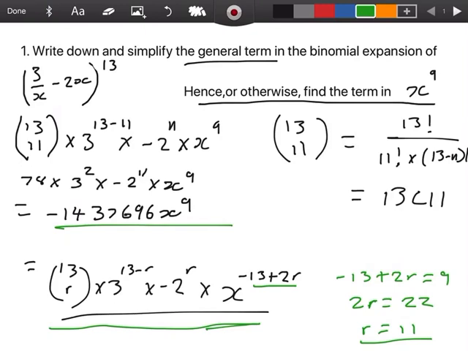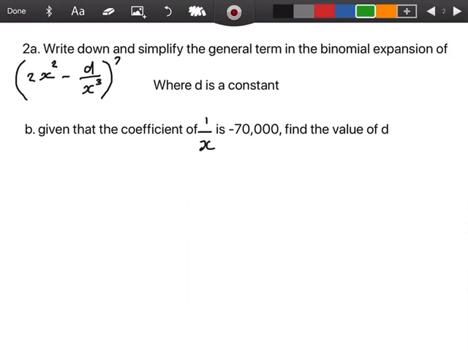A lot of work, but it's worth it. You get quite a few marks out of that, actually. Now, on to the second question.